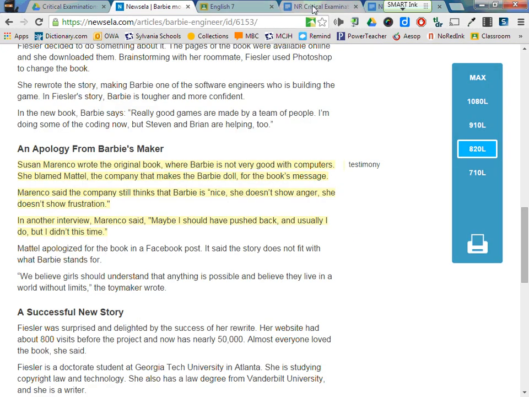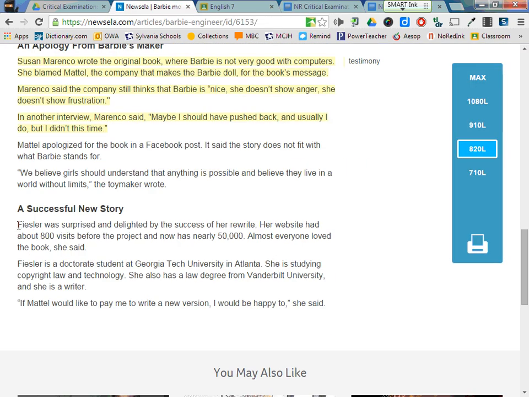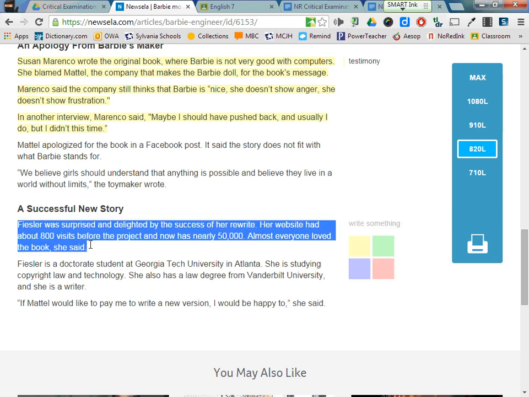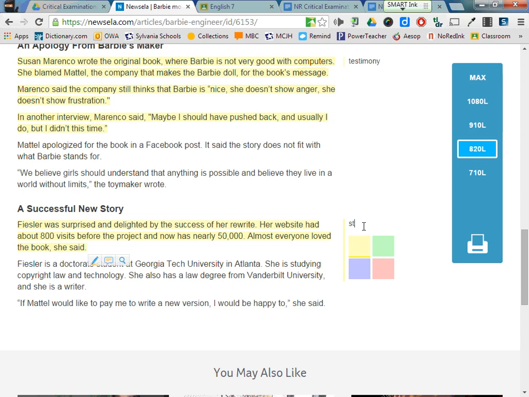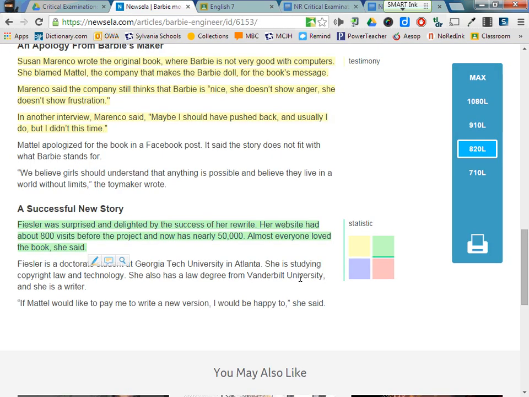Let me see if I can find the next one, which would be statistic. I believe I remember reading a statistic right here. The number of visits to Feisler's Counter Barbie book. I can highlight, say, statistic, highlight in green. My next color. Number of visits to Feisler's book. Statistic. I'm doing a good job. I found quite a bit already.